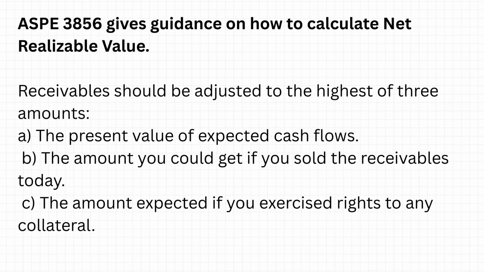But here's the thing. In practice, option A almost always applies. Most receivables are due within 1 year, so there's no discounting. Selling receivables usually brings in less than collecting them, and trade receivables rarely have collateral. So practically, under ASPE, receivables end up valued in much the same way as under IFRS. The only real difference is that IFRS requires the expected credit loss model, while ASPE focuses on impairment indicators.